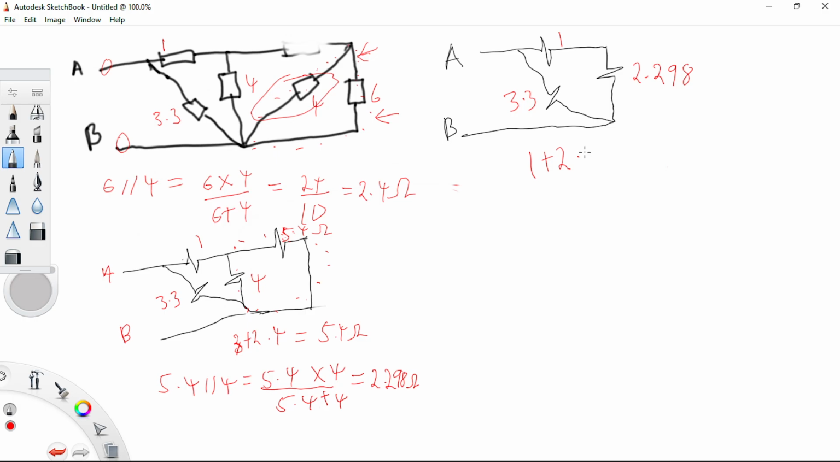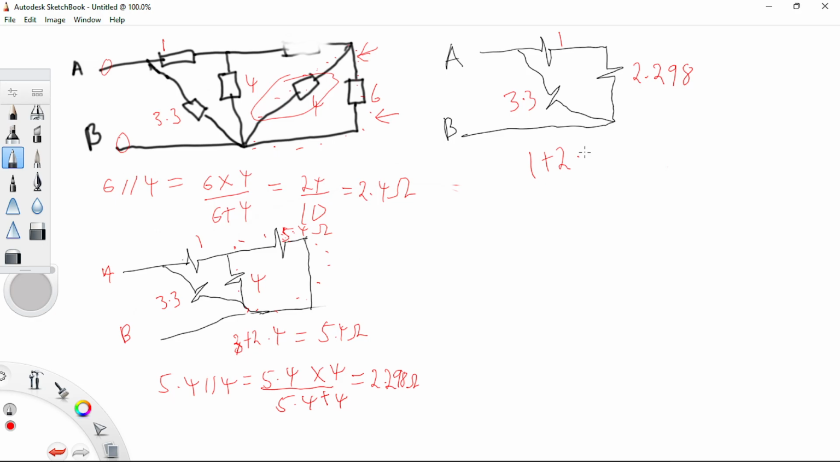So we know that 3.3 parallel 3.298, which is equal to 3.3 by 3.298 divided by 3.3 plus 3.298. We are punching that into our calculator and then we'll show the results very soon.